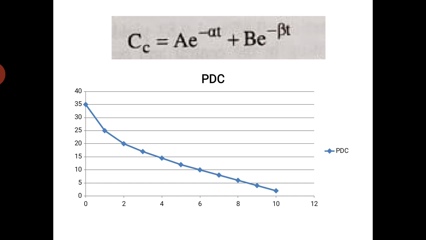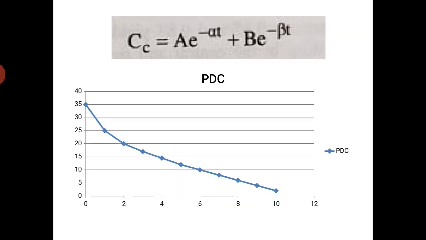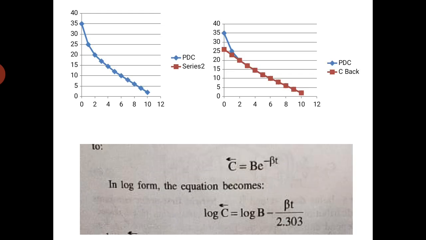What is the speciality of the terminal phase? In the terminal phase there is only one exponent, whereas in the initial phase we have a bi-exponential portion. So the terminal portion is representing only a single exponent, and we can back extrapolate from the terminal part of this line towards the y-axis. Back extrapolate as a straight line.